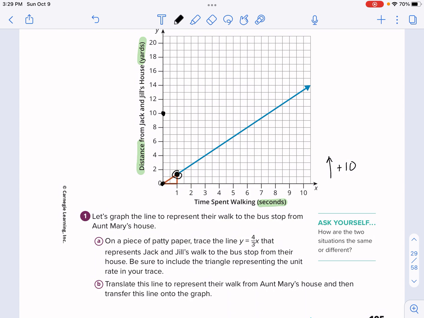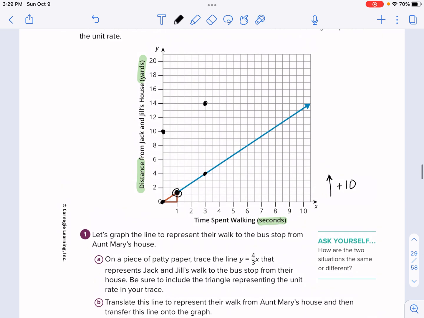But let's pick a point that's a good point here. This is the point 3, 4. So this is representing that in 3 seconds, that distance from Jack and Jill's house is 4 yards. But the thing is, we know that it's 10 yards more because we're at Aunt Mary's house. But for this, I'd like for you to move this up 10. So we're going to count from this point up 10. 1, 2, 3, 4, 5, 6, 7, 8, 9. Should be right over here for 10.